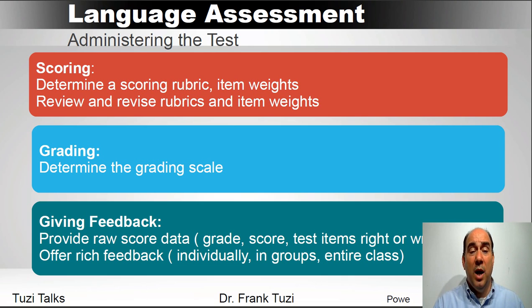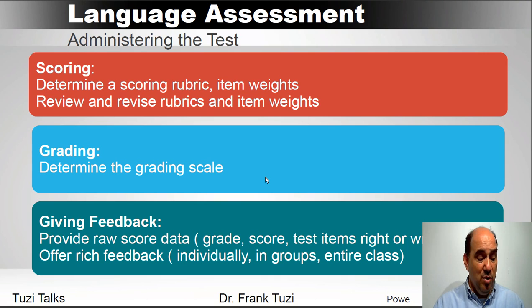You need to review and revise the rubrics and the item weights. Okay, make sure that everything is in play, and as you go through iterations of giving the test, you're going to be revising things. You need to determine a grading scale, okay, whether it's 90, 80, 70, 60, or the 92, 85 type of thing. That's going to be up to you, but you should determine how it is that we determine a grade. And then lastly, provide feedback.